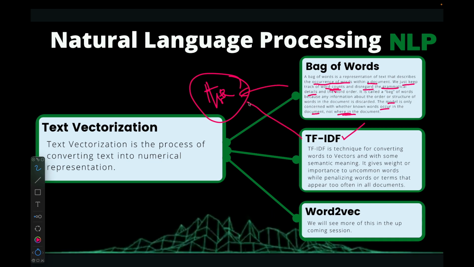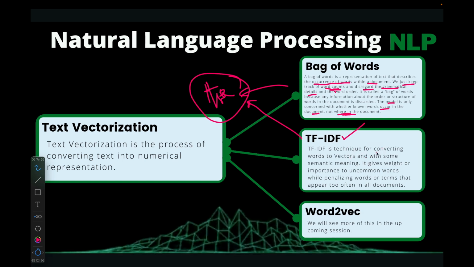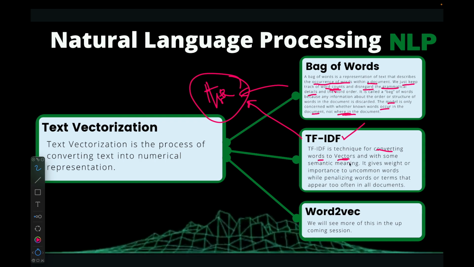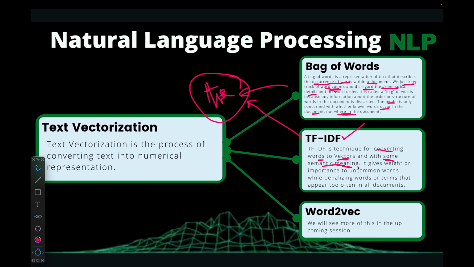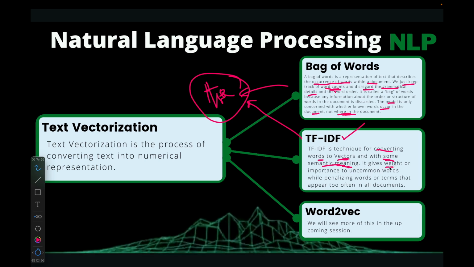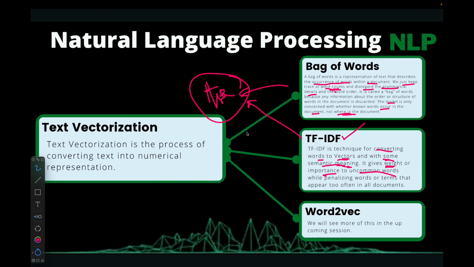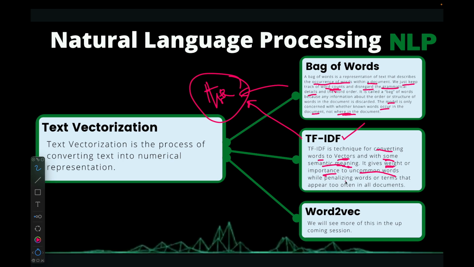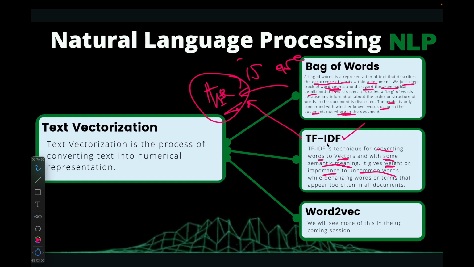That's when TF-IDF comes into play. TF-IDF also converts the words into vectors, with some form of semantic meaning. What I mean by that is that it gives weight, or importance, to the uncommon words, the words that do not frequently appear. But those words that frequently appear, like "there" and some other words, it's going to penalize by giving less importance to them.